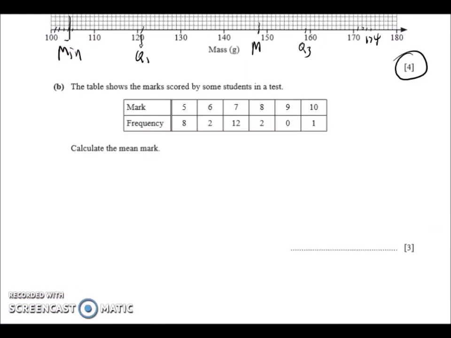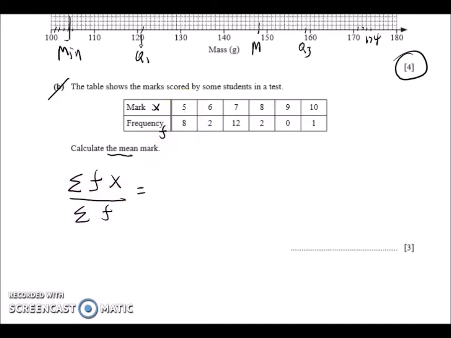Okay, for this question, this is 3B. They ask us to calculate the mean. So for the mean, we can use the data. I put the x and the frequency as x and f. We have to multiply both of these and divide by the total frequency.